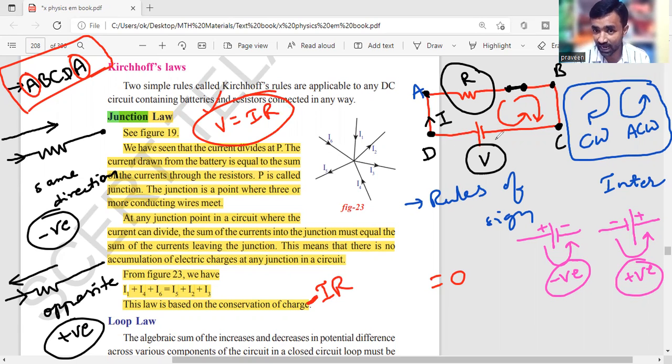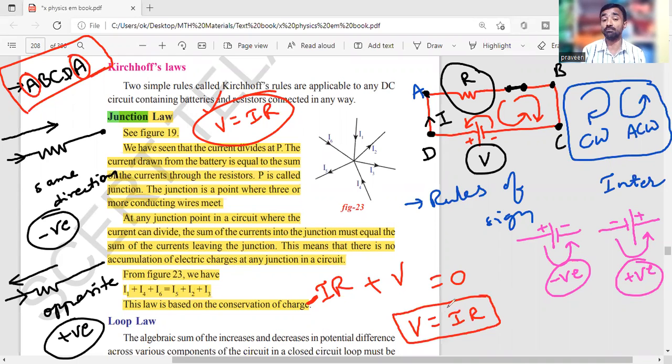Then B to C, nothing. C to D, I have a battery. The battery voltage is V, and the direction I am passing through it is from negative terminal to positive terminal. So finally I reached positive, so the sign is positive. So minus IR plus V equals 0. By transposing, I can write V equals IR. So this is the mathematical expression, the sum of the voltages in the loop.